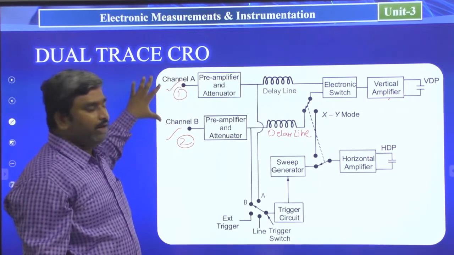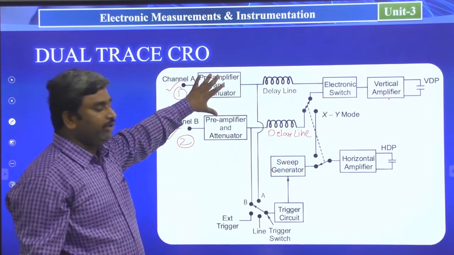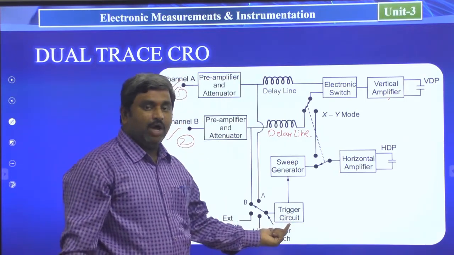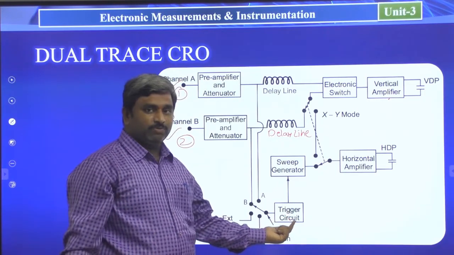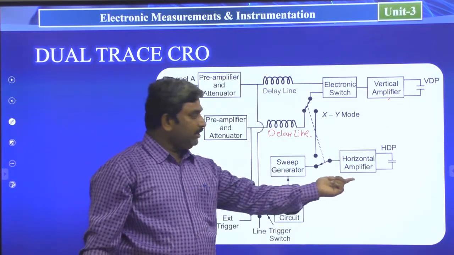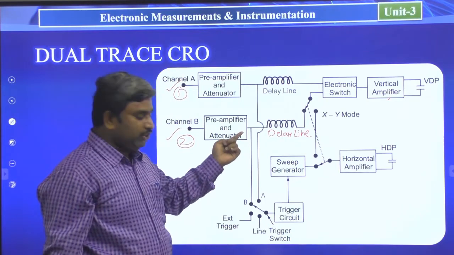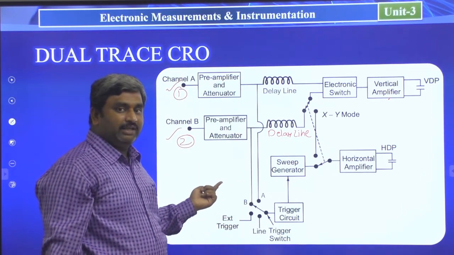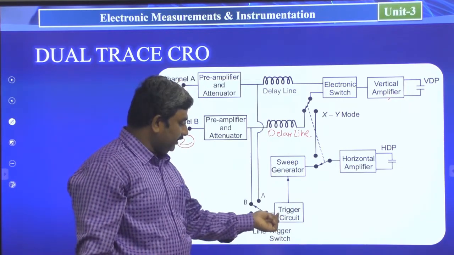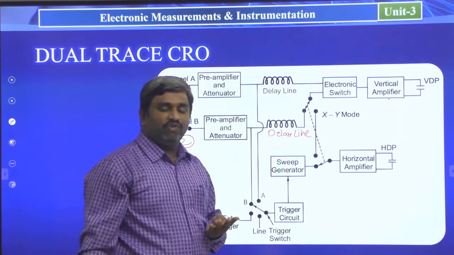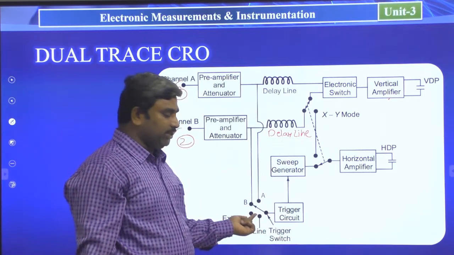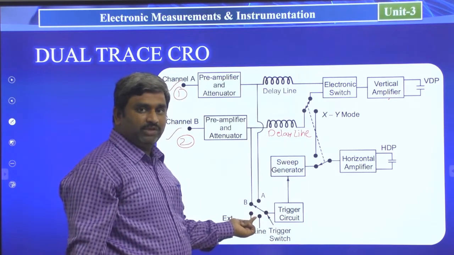From channel 1 and channel 2, after the preamplifier and attenuator stage, the signal is received by the trigger circuit, that is the horizontal deflection system circuit. The first block of the horizontal deflection system is the trigger circuit, next the sweep generator, next the horizontal amplifier. Channel A, channel B, the internal signals, the external triggering circuit and line: these four informations are connected to the trigger circuit. Any one of these signals can be connected to the trigger circuit based on the switch position.